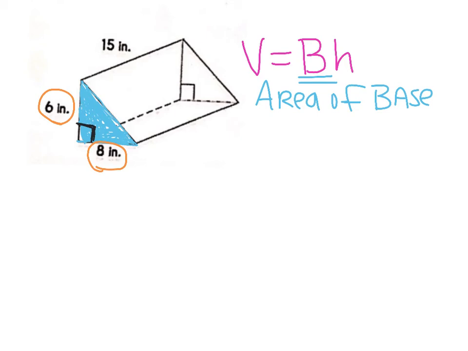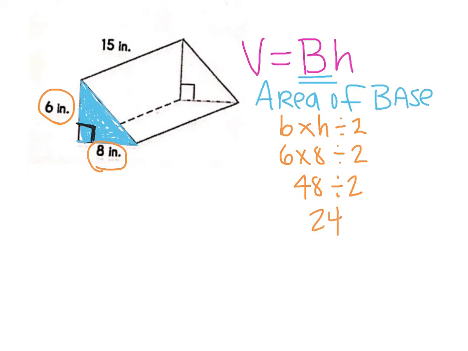In a triangle, you're supposed to do the base times the height, and then you want to half it. Some people like to do divide by 2, so I'm just going to do that. 6 and 8 are the measurements for the triangle. So 6 times 8, and then divide by 2. 6 times 8 is 48. Half of 48 is 24. So the area of my base, this capital B, this part of the formula, is my 24.